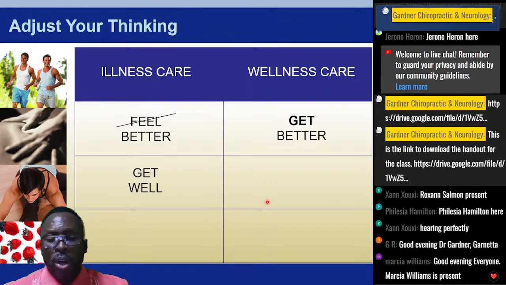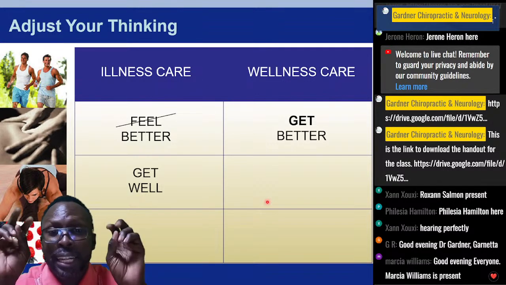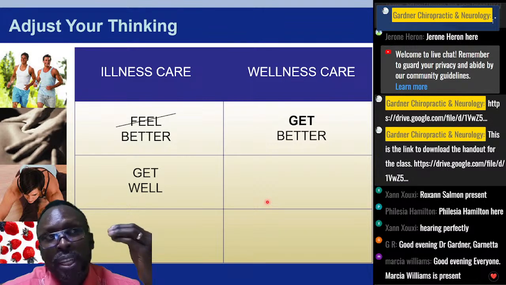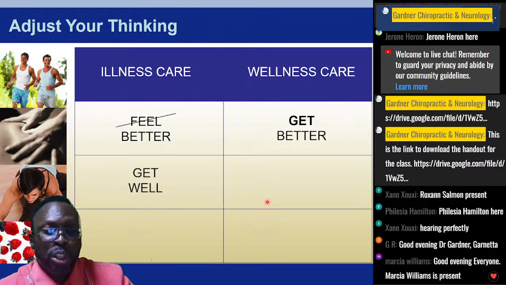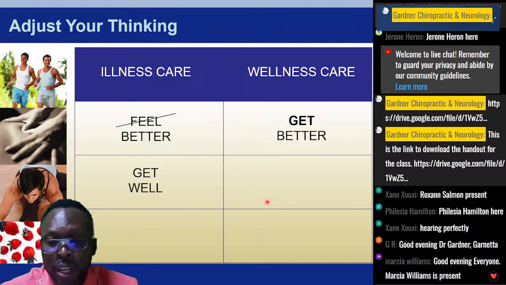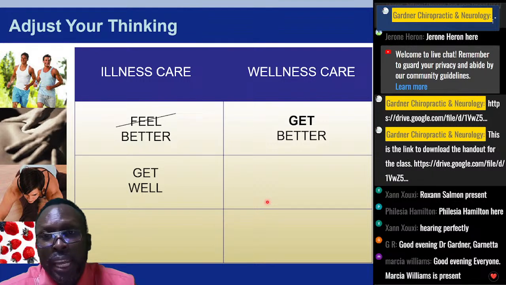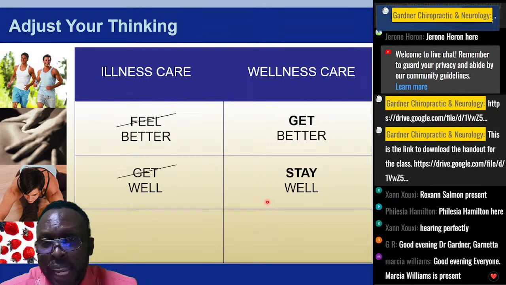We want you to understand that true healthcare or true wellness is not about a destination, as in getting well, but it's about a process. How do I need to, or what choices do I need to make ongoingly in order to maintain myself on this journey, this path of wellness? So we will say, rather than simply getting well, we will say stay well. So feel better becomes getting better. Getting well becomes staying well. We want to stay well.